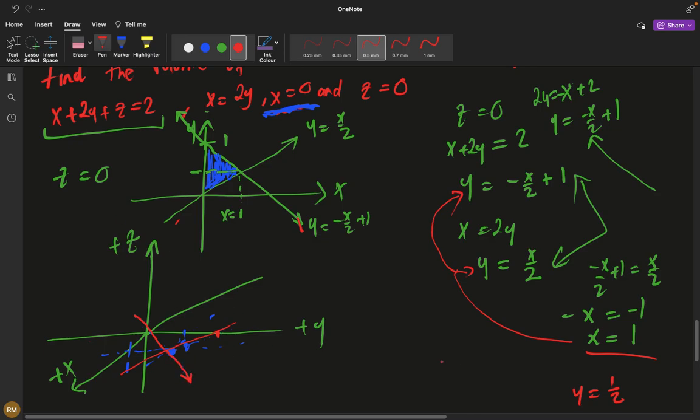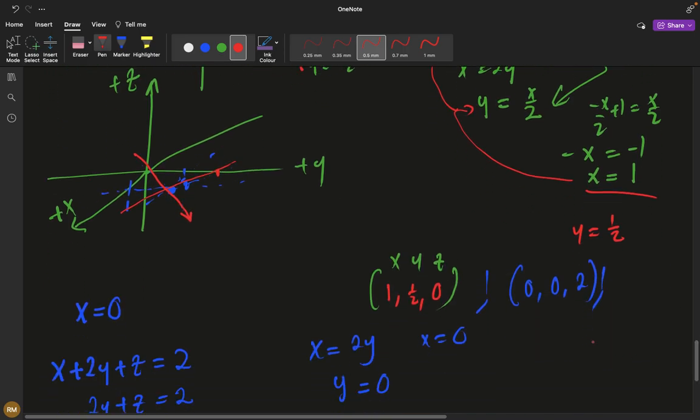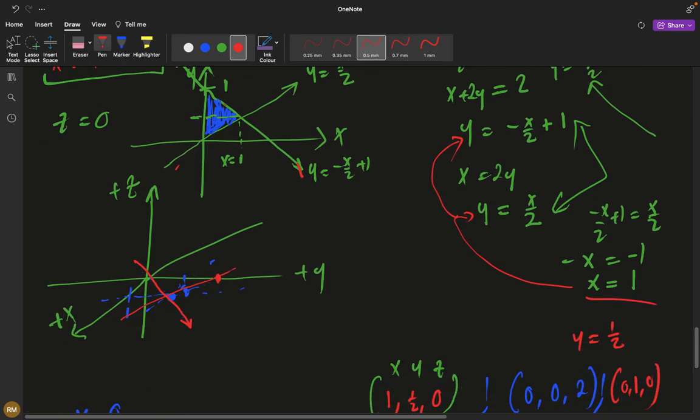Okay, so that means our third coordinate will be for x equals 0, y is equal to 1, and z is equal to 0 right here, which is just this region here. Okay, and then now that means it's here.